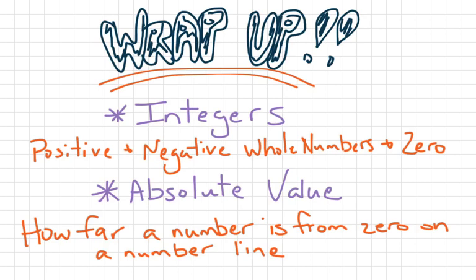We also learned about absolute value, which is a distance value, and it's how far a number is from 0 on a number line. And we learned that distance can never be negative in its value. So absolute value can't be negative on how far a number is from 0. Hope this helps to wrap up integers and absolute value.